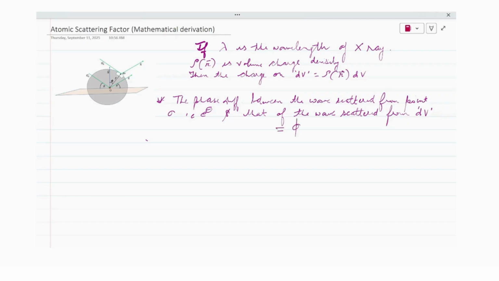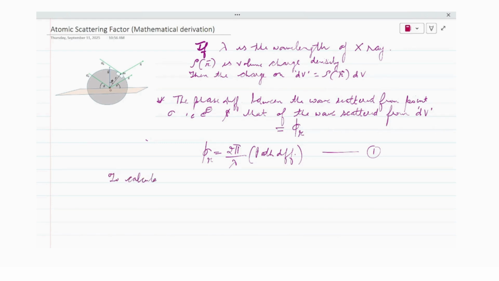So taking lambda as the wavelength of X-ray and rho the volume charge density, the phase difference between the light scattered from point O, which was actually the electron, and the light scattered from the dV volume is phi r, given by equation 1.